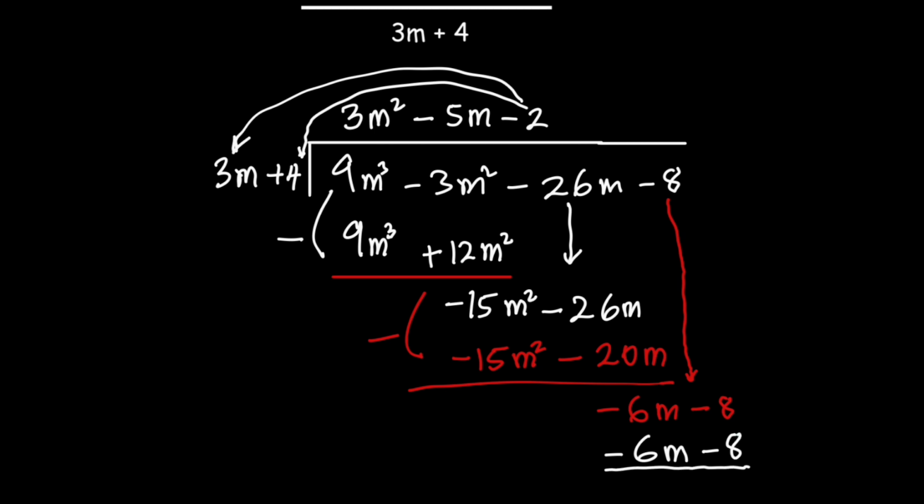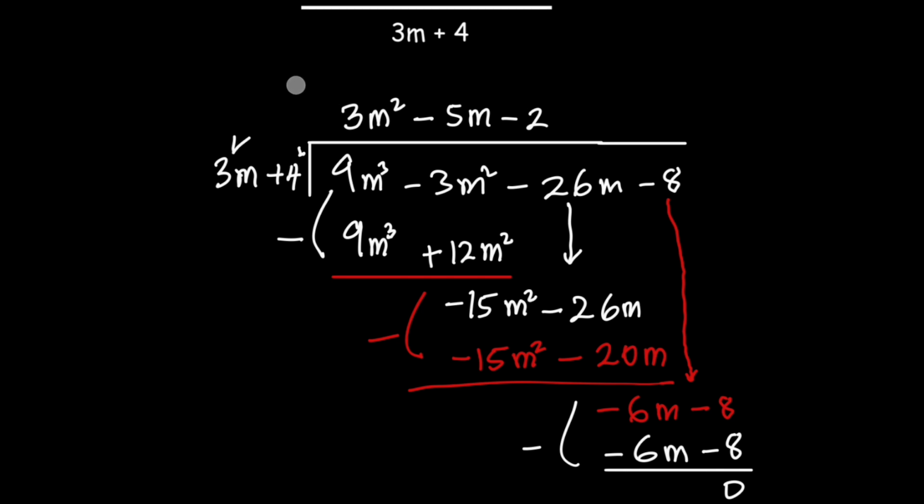Then we subtract. When you're subtracting, you have to be super careful. So we're going to have negative 8 minus negative 8, which is giving us 0, because that basically means negative 8 plus 8, which is giving us 0. So keep in mind, we are left with negative 6m minus negative 6m. This is also giving us 0. So it means that these three terms you are seeing at the quotient side is the answer to the problem.